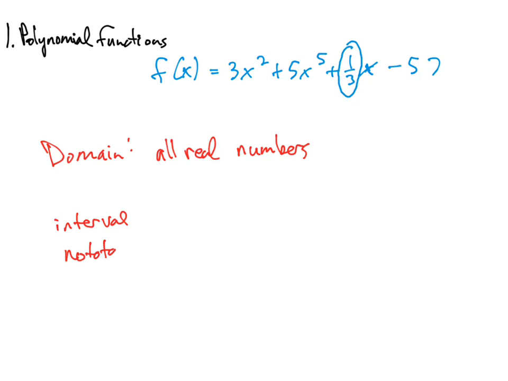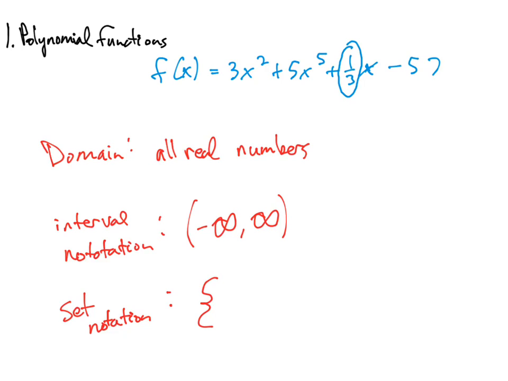One way is in interval notation, and in interval notation we write all real numbers as negative infinity to positive infinity with parentheses. The second way that we can write the domain all real numbers is in set notation. In set notation, we have a curly bracket. We say all x such that x is equal to all real numbers. So this R is just kind of like a bolded R with those two vertical lines. This is how we would express this in set notation.